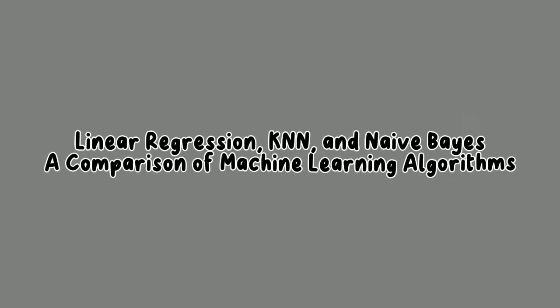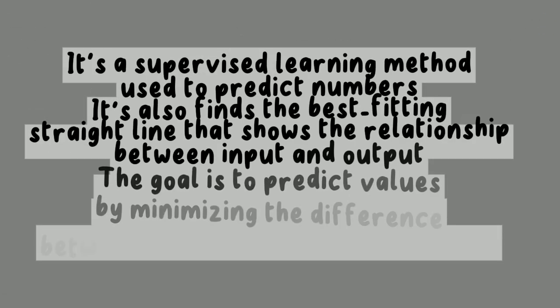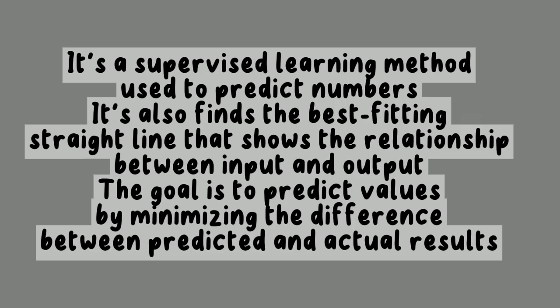Linear regression, KNN, and naive Bayes: a comparison of machine learning algorithms. What is linear regression? It's a supervised learning method used to predict numbers. It also finds the best fitting straight line that shows the relationship between input and output. The goal is to predict values by minimizing the difference between predicted and actual results.